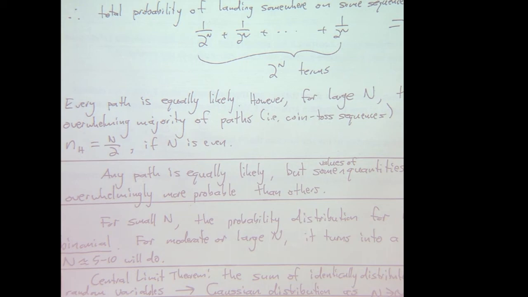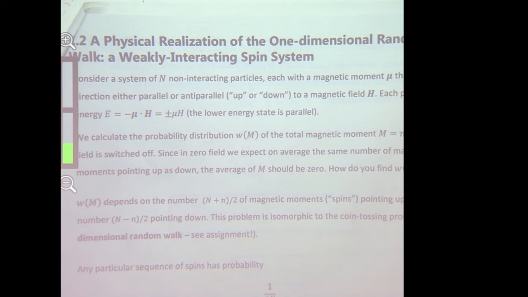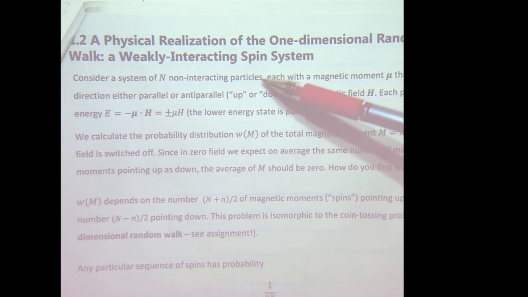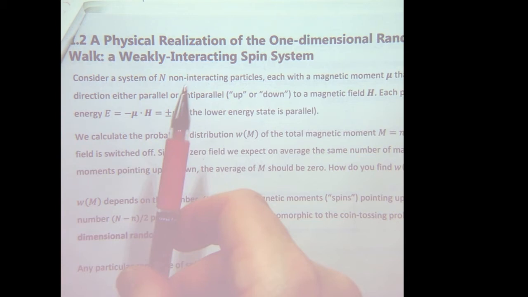Okay, but now I want to just do a physical realization of this and extend this idea to entropy, or apply it to entropy. And so what we do is consider non-interacting particles, and they each have a magnetic moment, mu. A magnetic moment means they're like a bar magnet, and this particular magnetic moment is constrained to be either up or down, maybe because of the crystal structure of the material or whatever.